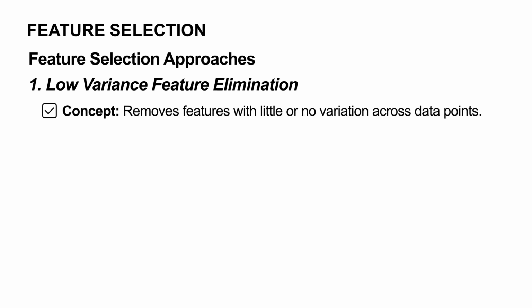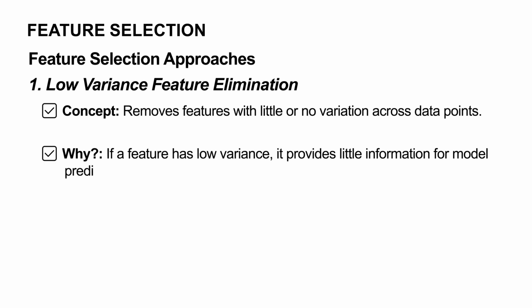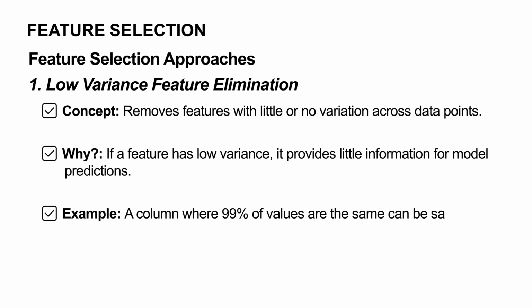Feature selection approaches. 1. Low-variance feature elimination. Concept. Removes features with little or no variation across data points. Why? If a feature has low variance, it provides little information for model predictions. Example. A column where 99% of values are the same can be safely removed.